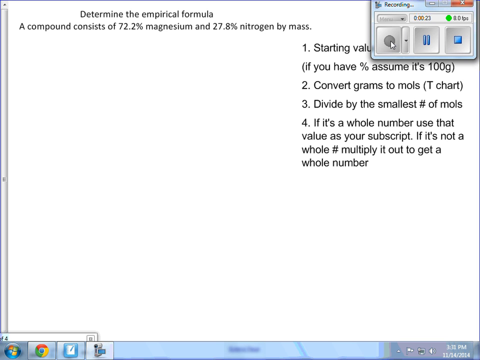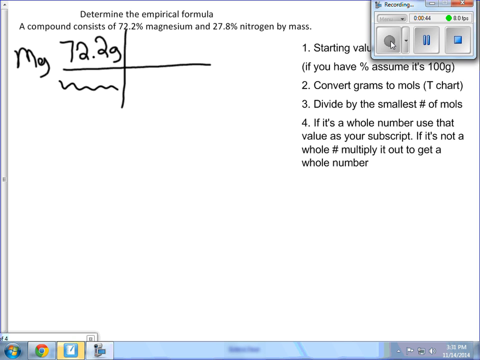So the first thing we have to do is start out with the value in grams. Then it says if you have a percent, assume that we have 100 grams. So we can say that for magnesium, we really have 72.2 grams of it. And our second step is to convert grams to moles using a T-chart.